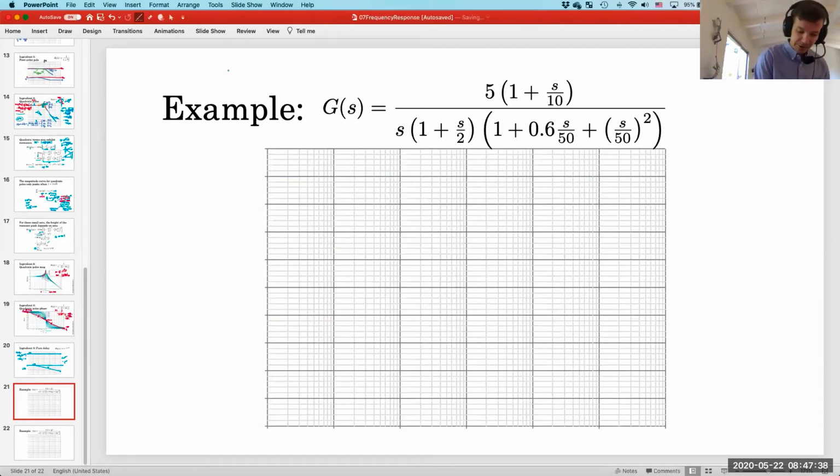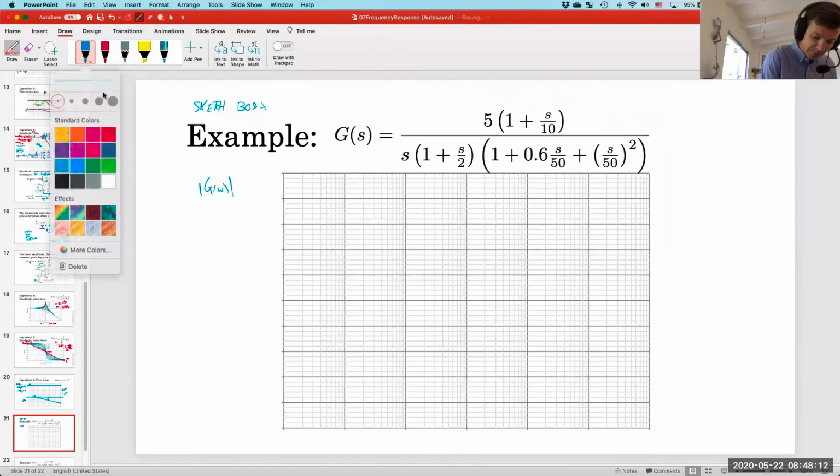So the challenge for us is to sketch the Bode plot. I'm going to do magnitude on this one, so magnitude of G(jω), and I'm going to do phase on the next slide. The whole point of all of this was that I don't have to look at this monster and do it all at once. I'm going to do them piece by piece. So let's first label the important parts here.